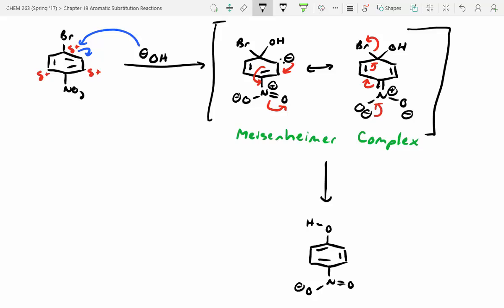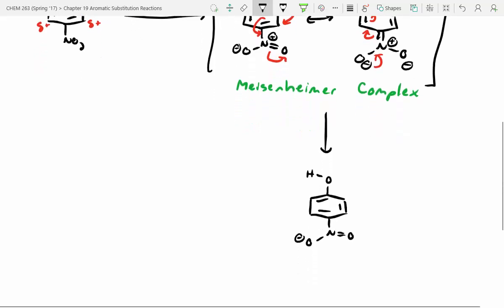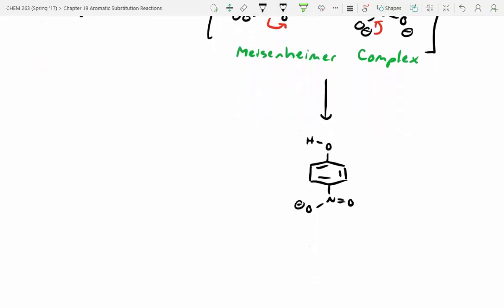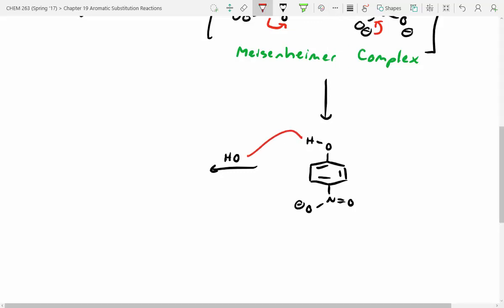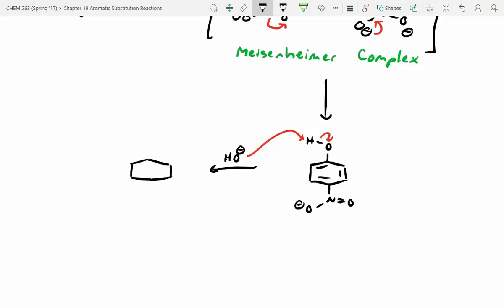Okay, so at this point we typically run into a little bit of a problem. This looks like our final product. However, normally we run this reaction in an excess of hydroxide. So this excess of hydroxide will grab this proton and form your phenoxide. Oops, forgot my negative charge. Which is why in step 2 you need to reprotonate this by treating it with a strong acid.